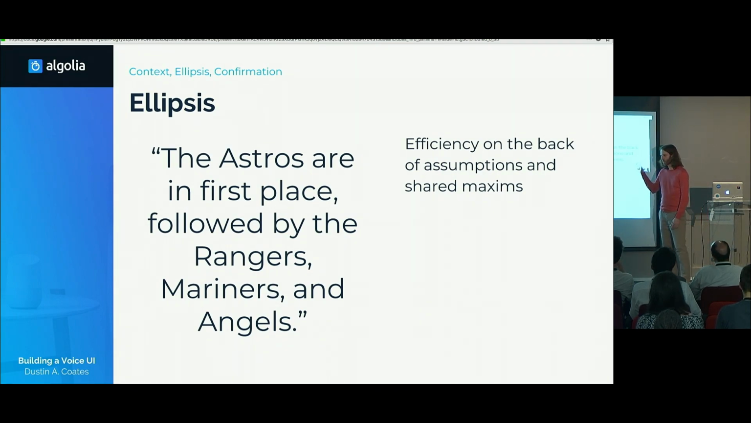Another place where we can build in efficiency on the back of those assumptions is something called ellipsis. Here I'm saying the Astros are in first place, followed by this team, and this team. Because there's that maxim of relation, you are assuming that this is related to this. I don't need to say the Astros are in first place, the Rangers are in second place, and so on. You can leave out some information.